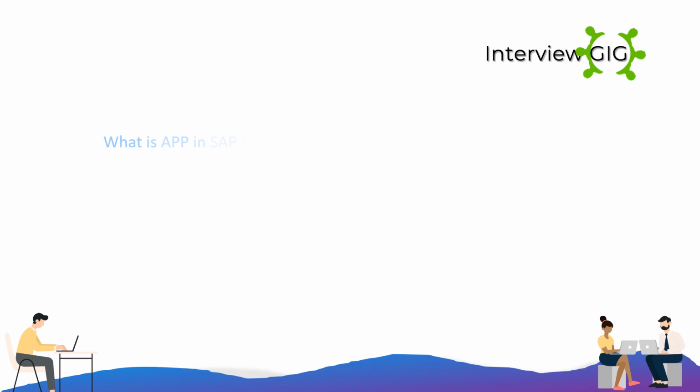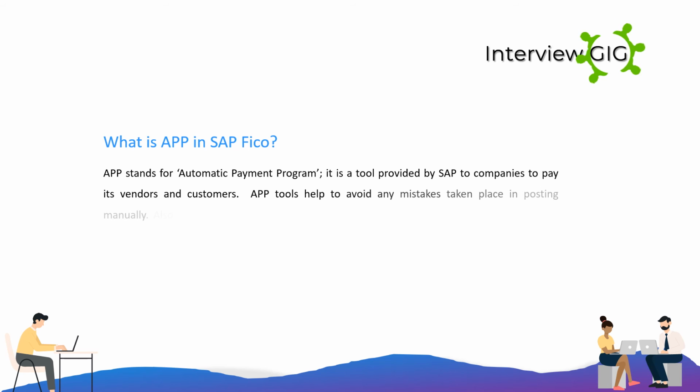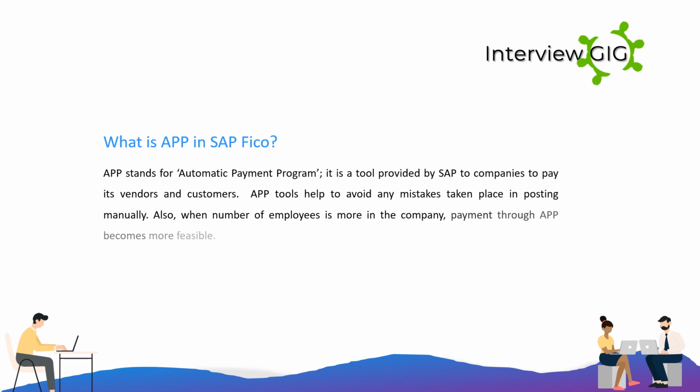What is APP in SAP FICO? APP stands for Automatic Payment Program. It is a tool provided by SAP to companies to pay its vendors and customers. APP tools help to avoid any mistakes taking place in posting manually. Also, when the number of employees is more in the company, payment through APP becomes more feasible.